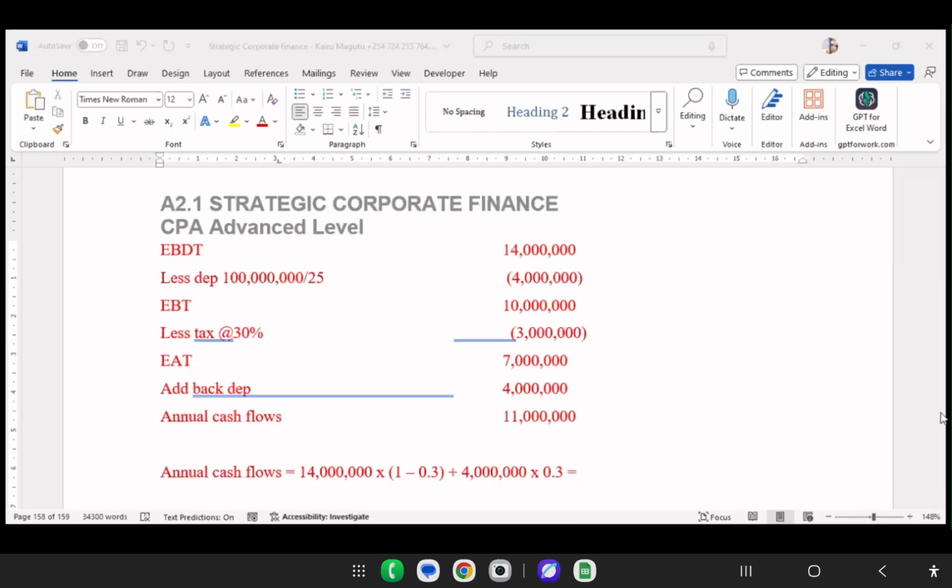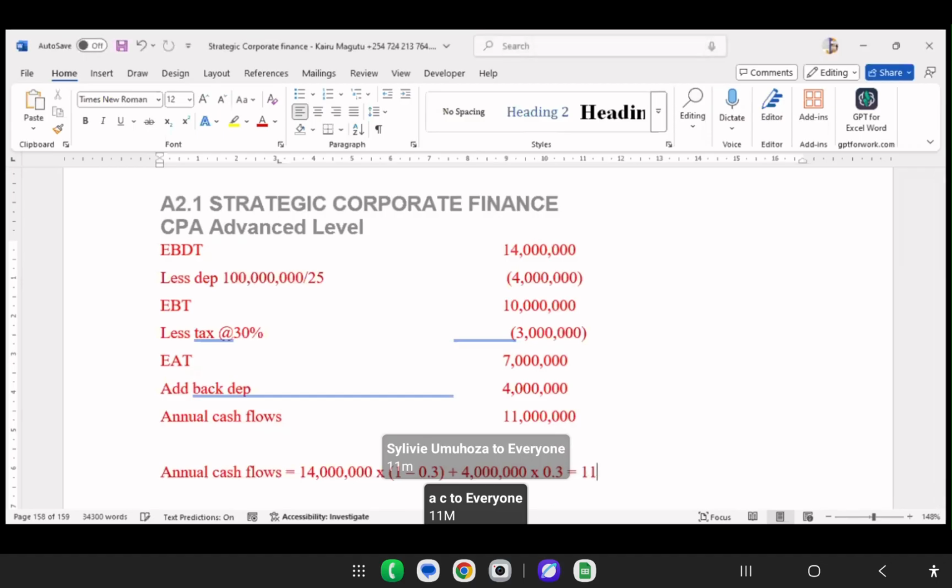Someone, how much is it? 14 million multiplied by 1 minus 0.3 plus depreciation times tax rate. Are you giving 11 million? 11 million. Yeah, 11 million.